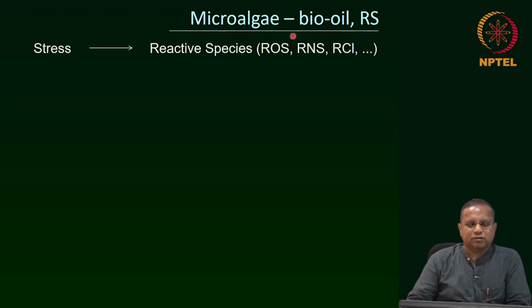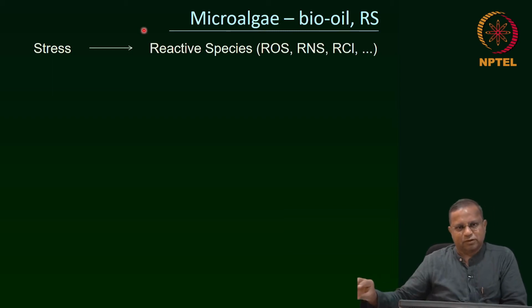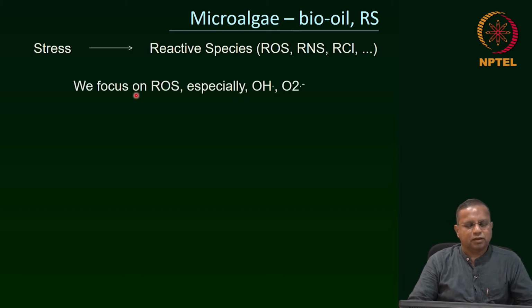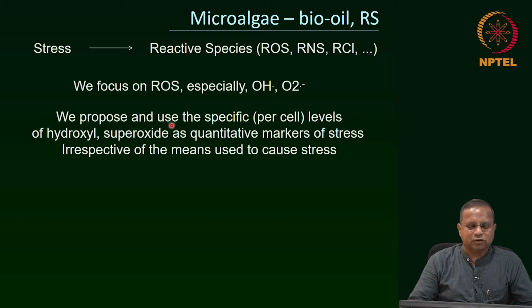So all these things came in, and we also started looking at it from the reactive species angle, which happens to be our research core line, if you want to call it that. The idea here is something like this: microalgae, bio-oil from microalgae, and reactive species related aspects. We already know that stresses cause reactive species in the cell: reactive oxygen species, reactive nitrogen species, reactive halogen or chloride species, and so on, right? We of course focus on hydroxyl and superoxide here, which are ROS, and we proposed and used the per cell levels of hydroxyl and superoxide as quantitative markers of stress, irrespective of the means that were used to cause the stress. Okay.